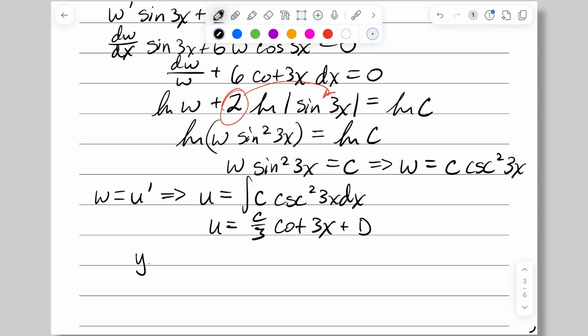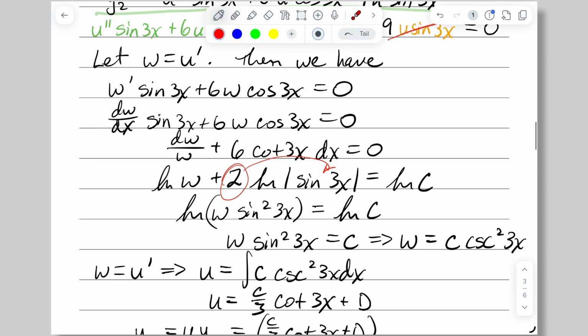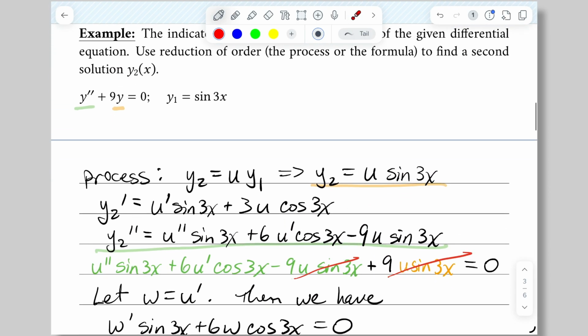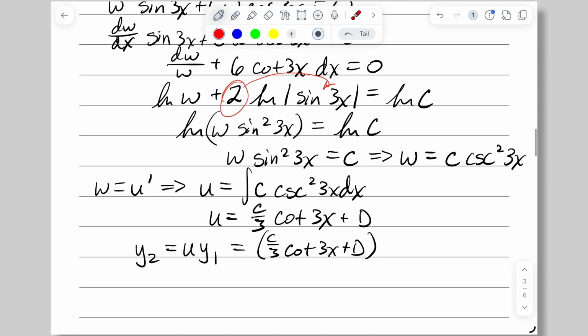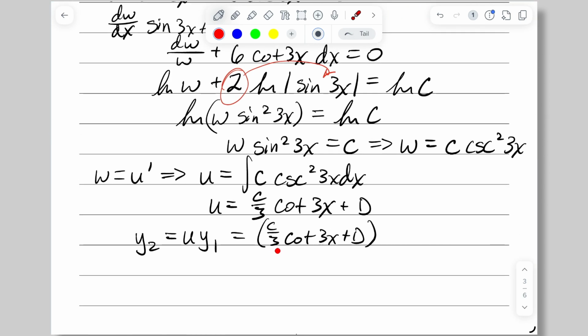We said y2 was equal to this u times y1, right? So in this case, that means it's c over 3 cotangent of 3x plus d. By the way, you'll never see me doing it this way again. Times y1, if we look back at the beginning, the y1 was sine of 3x. So we have that c over 3 cotangent of 3x plus d times the sine of 3x.